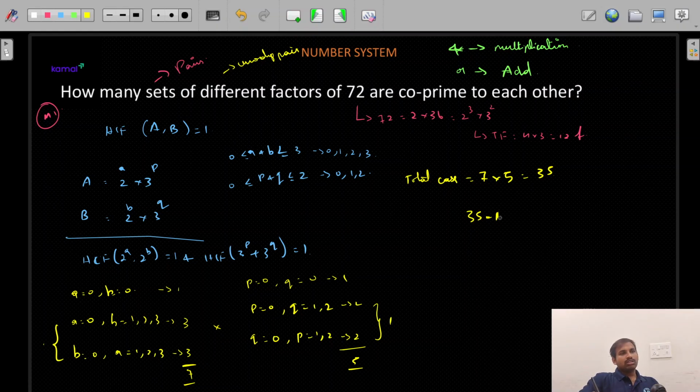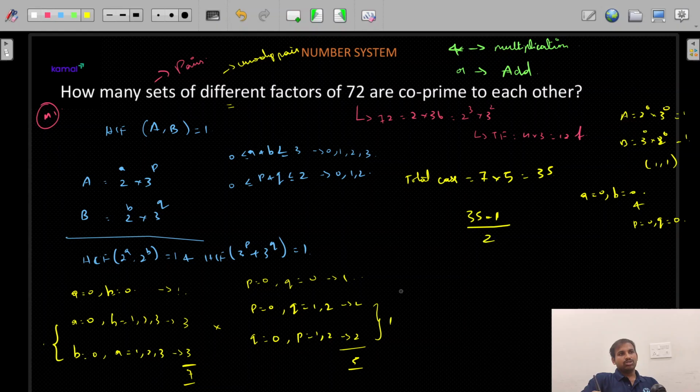Why? Because that is a equals 0, b equals 0, and p equals 0, q equals 0. In that case, a will become 2 power 0 into 3 power 0, and b will become 3 power 0 into 2 power 0. Eventually it will become 1, 1, 1. So here the question says different factors, but for these two cases, since it is not a repeating case, the factors are the same. That's why from the total number of cases, I'm eliminating the case where factors repeat.